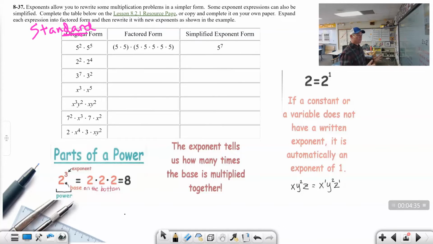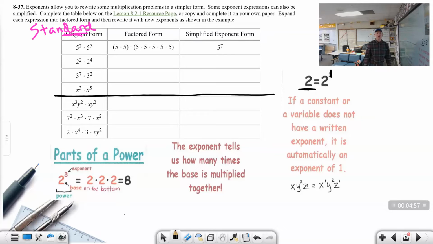Okay, you have all this stuff written down. The parts of a power, the exponent tells us how many, and notice mathematicians are lazy. Notice if you just see a number, it means that there's an exponent of 1. So when I go through this, most students don't have any problem with this half of the table. So what I want you to do, I want you to look at the example, and I want you to complete the top half of that table, then resume. Pause video now.